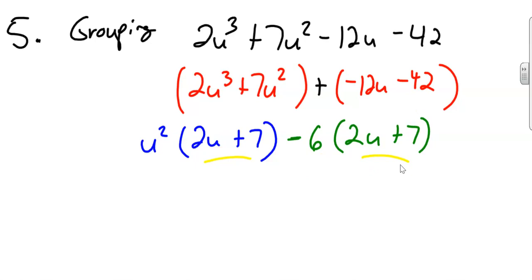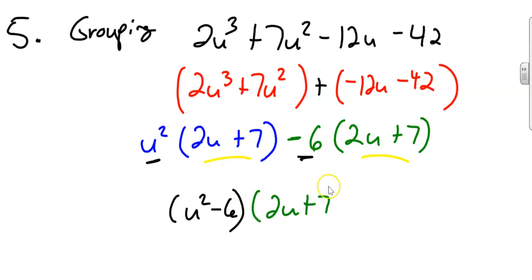Okay, so it does check. Both parentheses are good, so we've got that part. So bringing everything back together, we'll have u squared minus 6 and 2u plus 7.